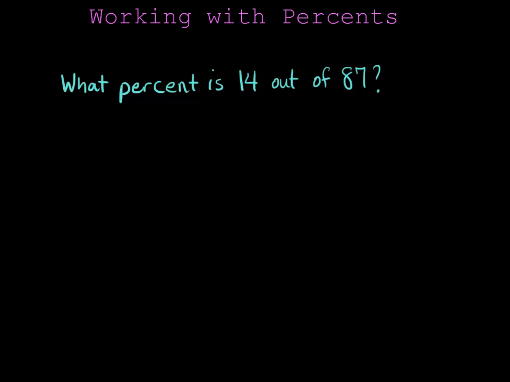So what we could do is, instead of setting up the whole percent formula, we could just put part over whole. And that gives us a fraction. So 14 is the part, it goes on top, and 87 is the whole, it goes down below. Now, I know that fractions can be converted into decimals if we divide the numerator by the denominator. So let's turn this fraction into a division problem.